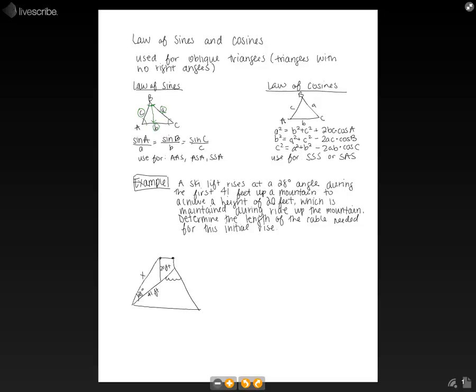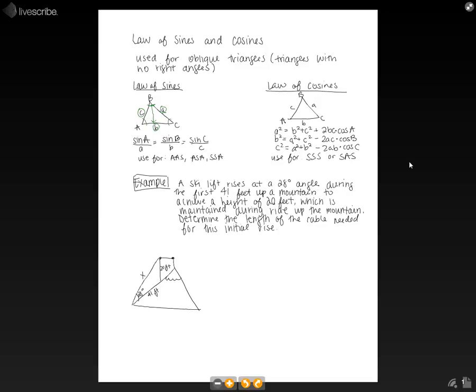So you use the law of sines when you're given two angles and a non-included side, so AAS. When you're given two angles and their included side, so ASA, you can see the side, the S, is sandwiched in between the two angles, or SSA, which is two sides and the non-included angle.